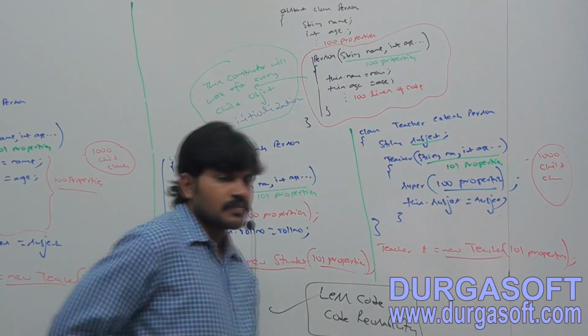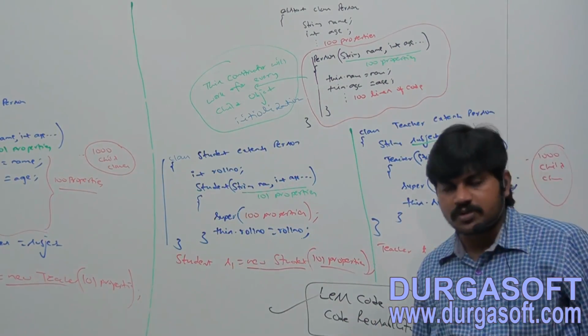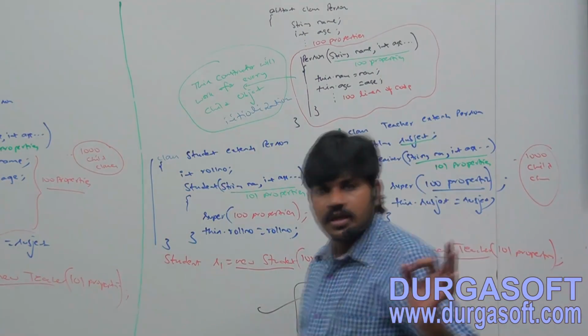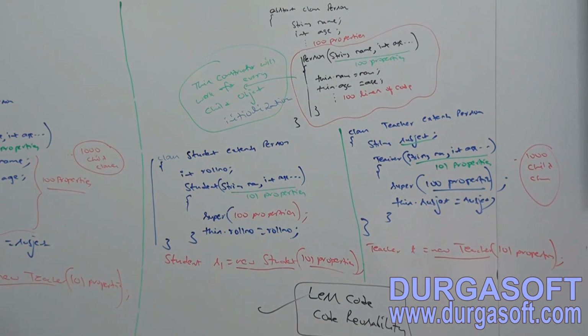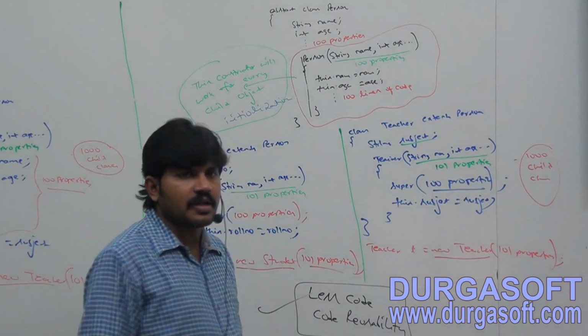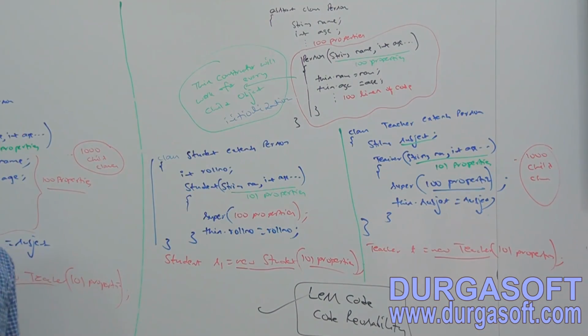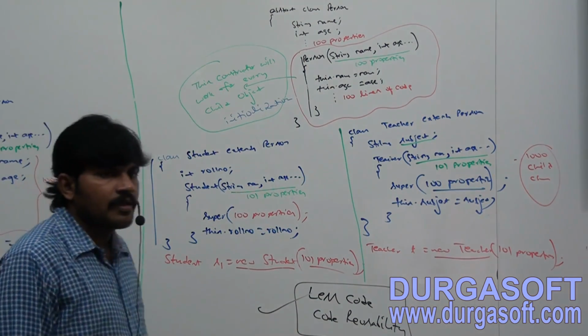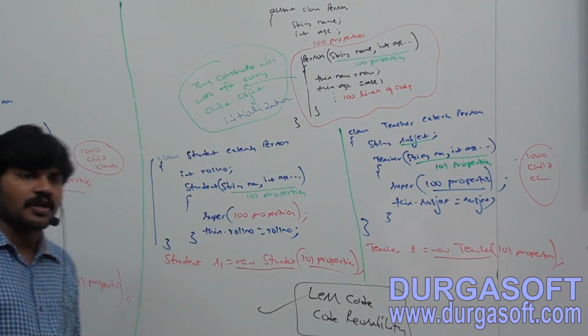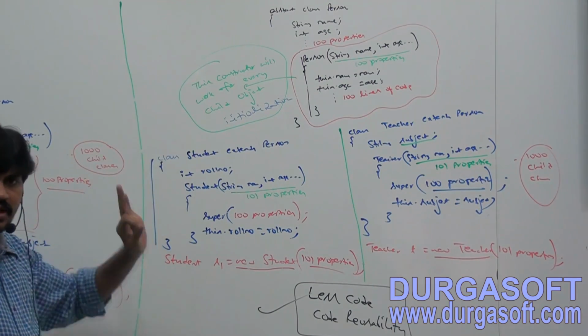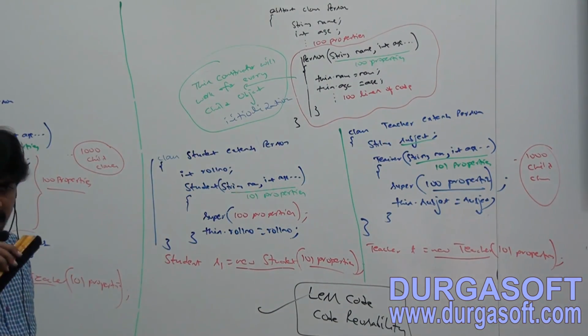Take a note, first one. Either directly or indirectly we can't create object for abstract class. Are you getting? Okay, next, second point.